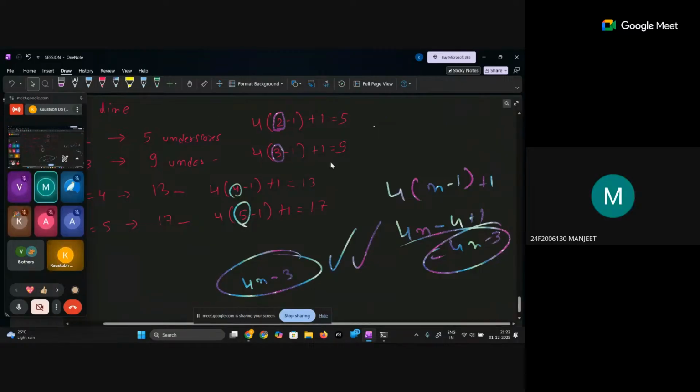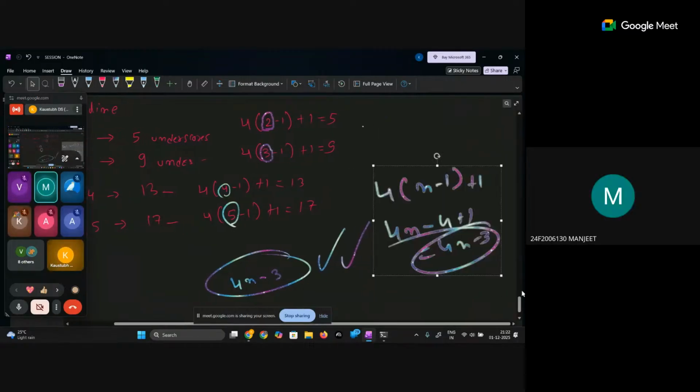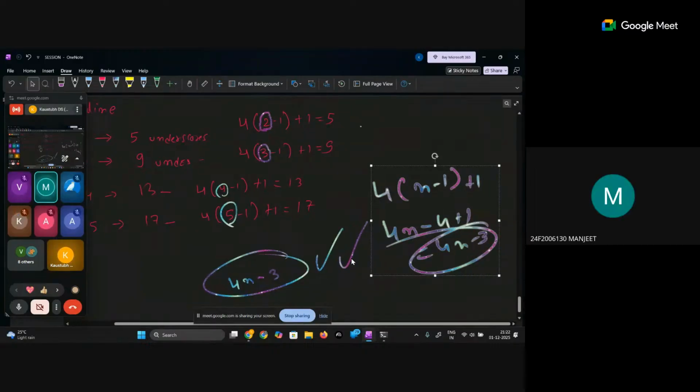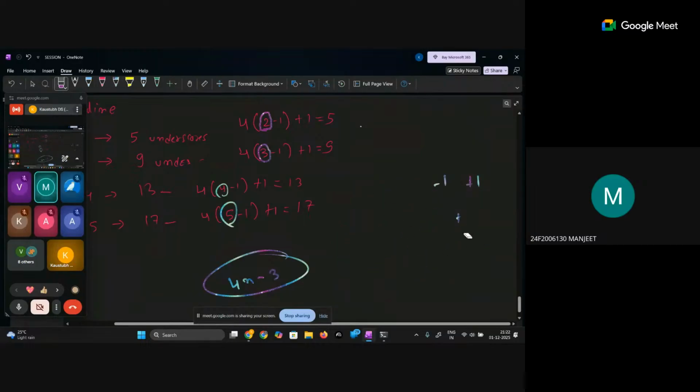Sir, that is fine, but I want to understand how I find it. Simply taking 5, 9, I simply match it with the first. I see that it is something twice of 2.